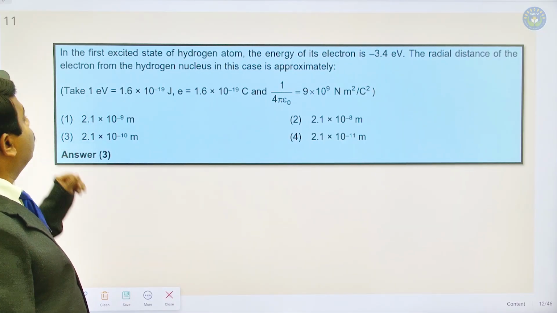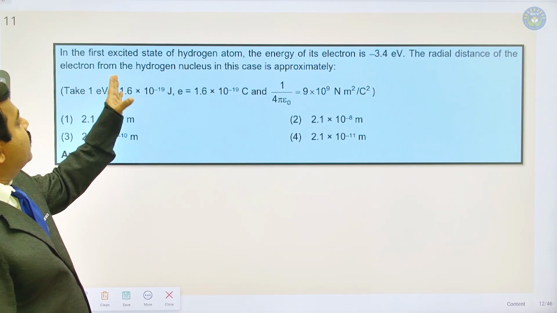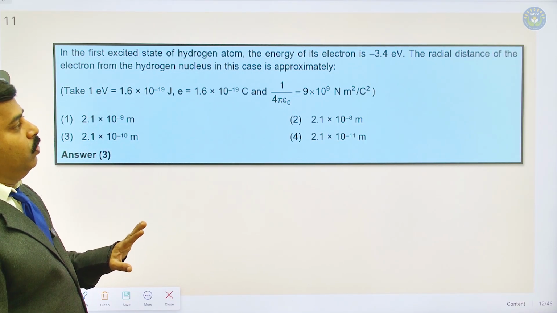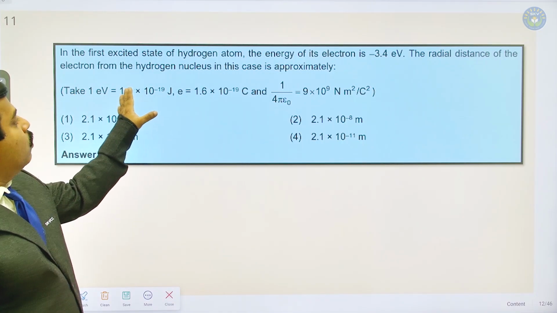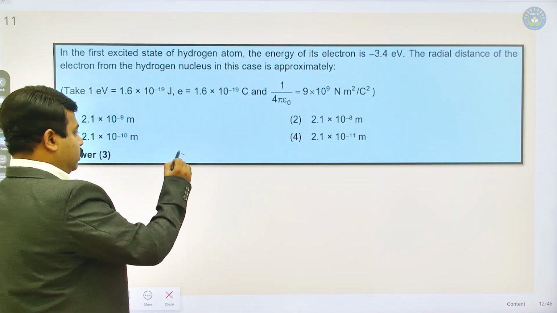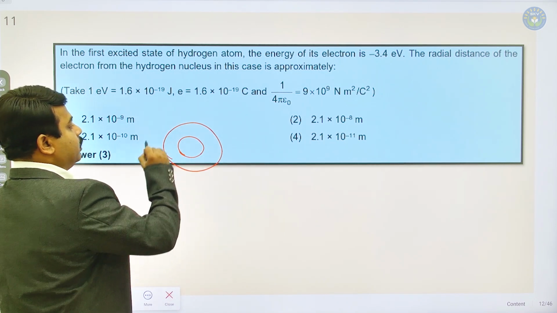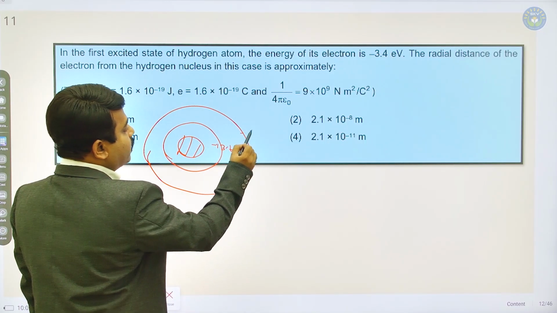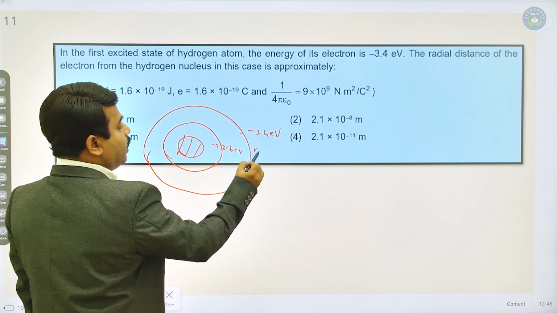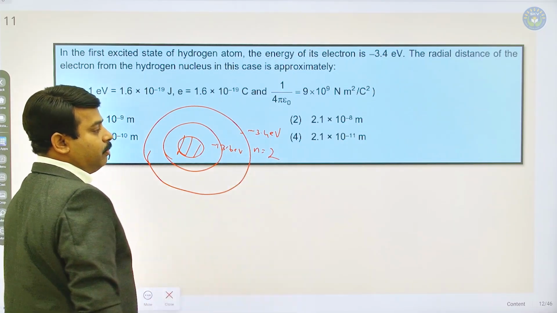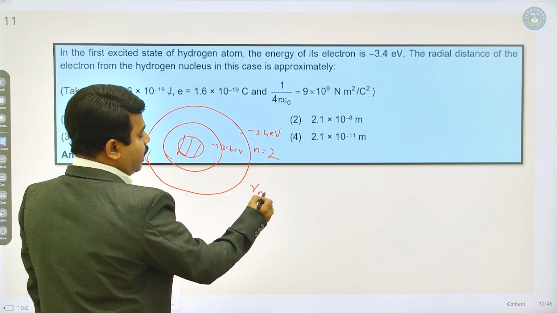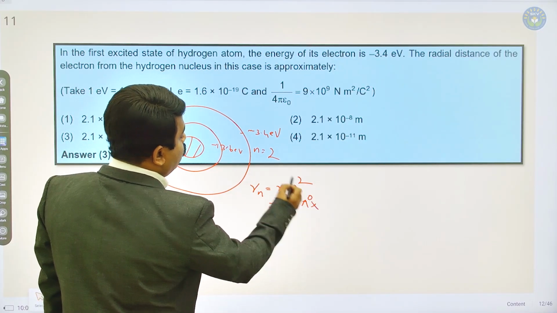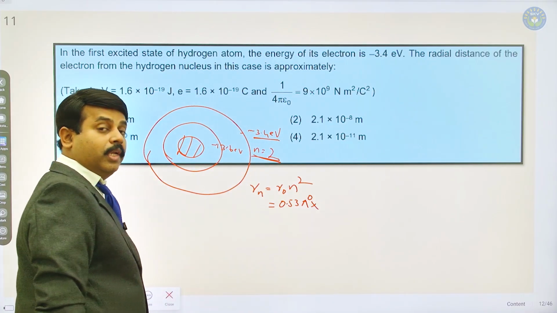Now let us go to question number 10. See, in the first excited state of the hydrogen atom, the energy of its electron is minus 3.4 electron volt. The radial distance of the electron from the hydrogen nucleus. See, this is the nucleus, this is the first orbit, this is the second orbit, right? Here it is minus 13.6 electron volt, here minus 3.4 electron volt. Corresponding n is equal to what? Principal quantum number 2. The radius r n is equal to r0 n square.